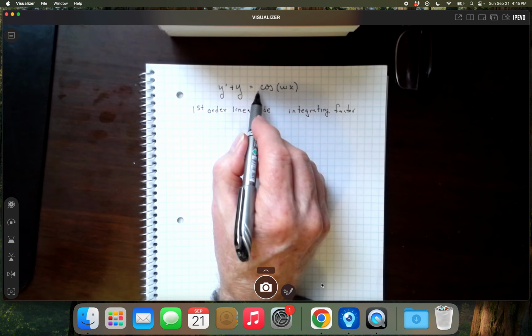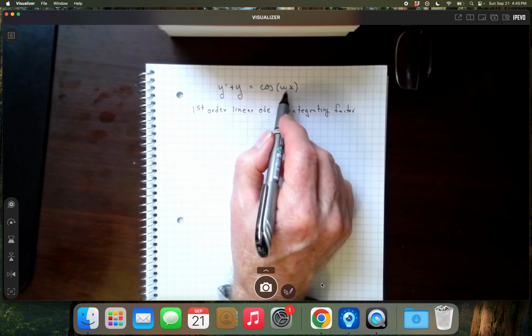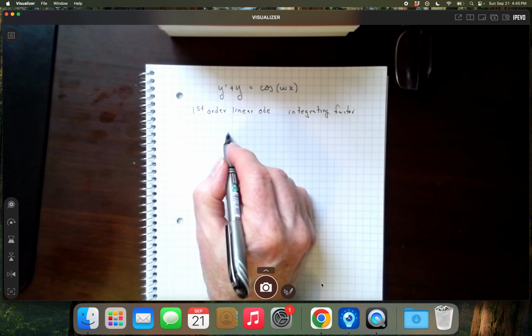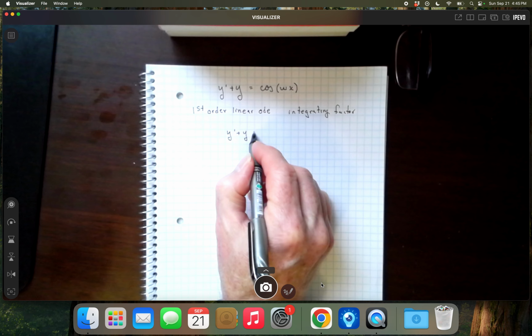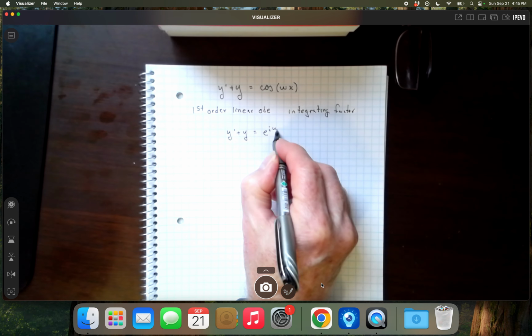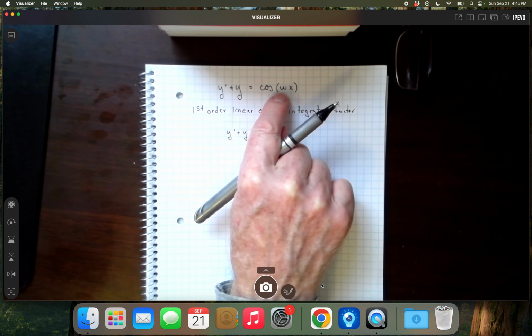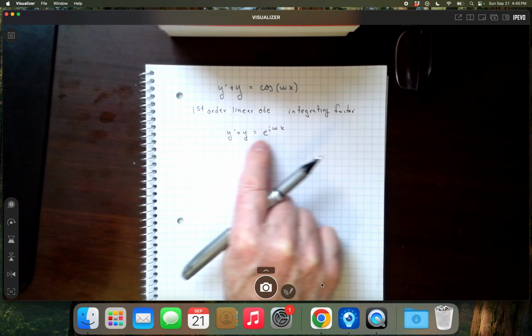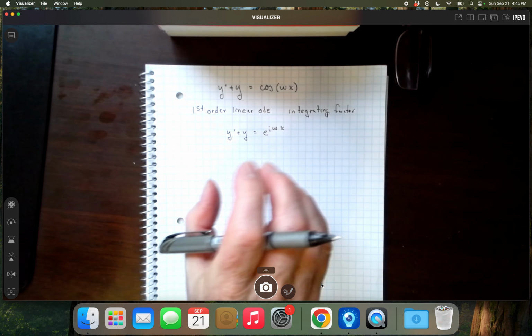But what we're going to do, though, is complexify this input. And instead, we'll solve this problem. y prime plus y is equal to e to the i omega x. The real part of this is our input. So we'll just solve this ODE, and at the end of the problem, take the real part.